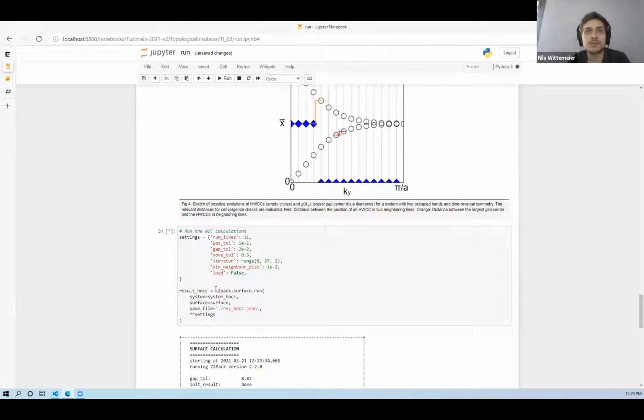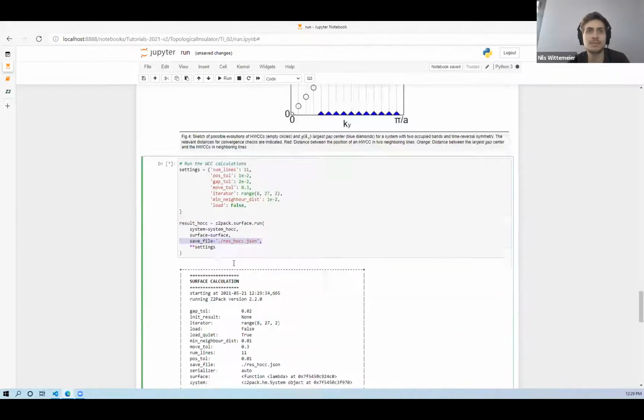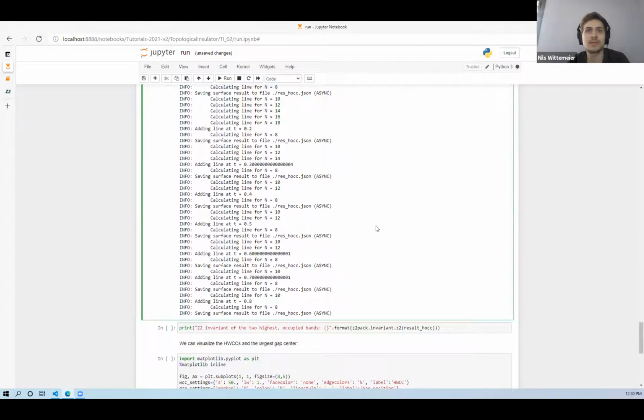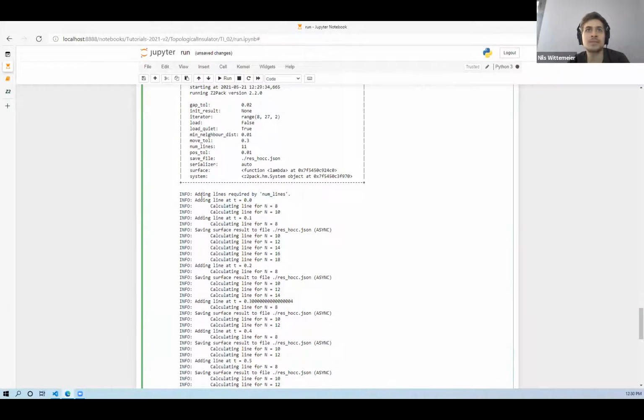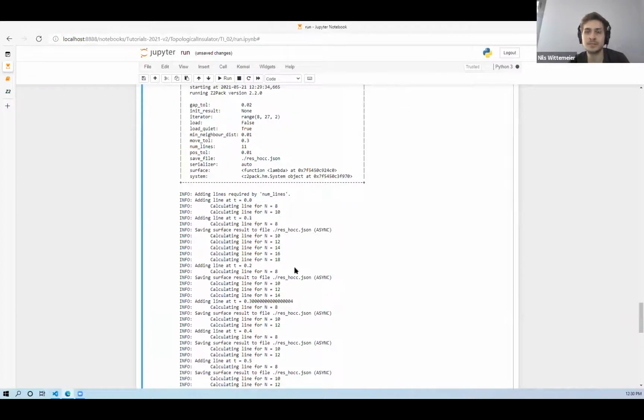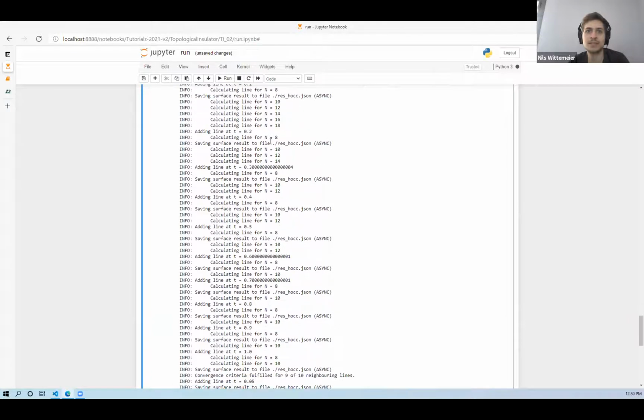So what we do here is we run the calculation on a surface using the system that we just created above, the surface function that we defined. And this is just a file to save the results, so you can restart a calculation if it crashes. And then you'll see some output like this, where Z2Pack basically tells you what is happening right now. It starts by calculating the Wannier charge centers at t equals 0, then 0.1. That is the first parameter in the surface that we just defined.